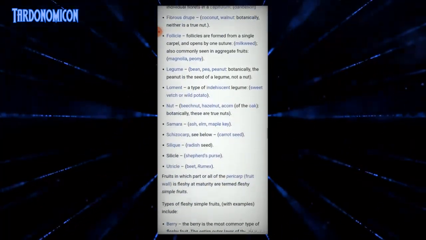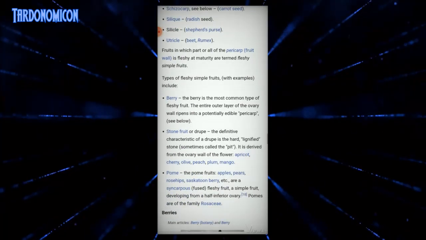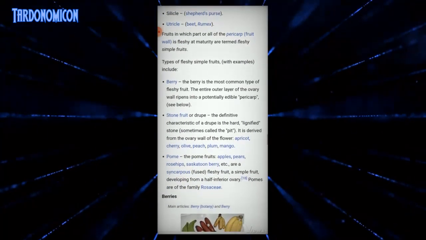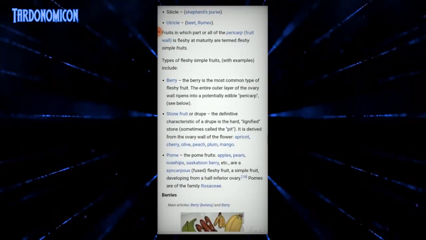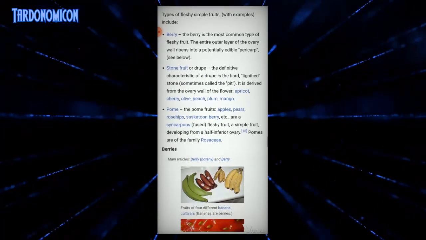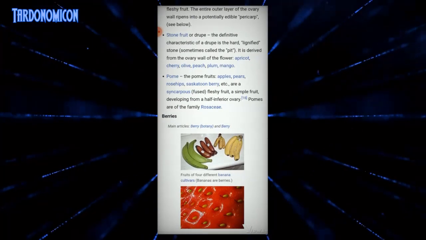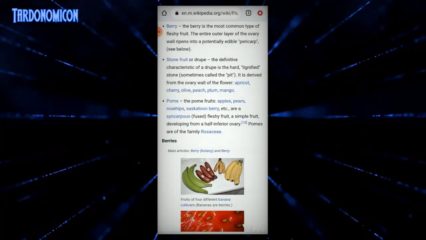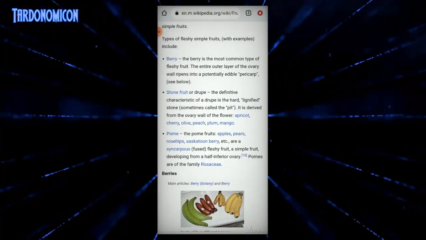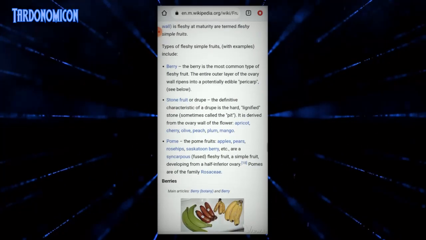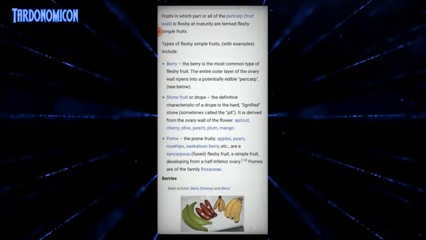These are some types here. And types of fleshy, simple fruits: berry, stone fruit, or pome. These are named after, what's her name? Pomona, I think she's the goddess of fruit or spring or something like that in Rome.